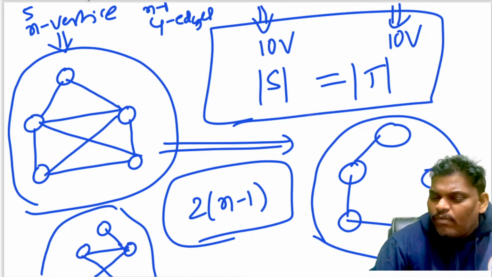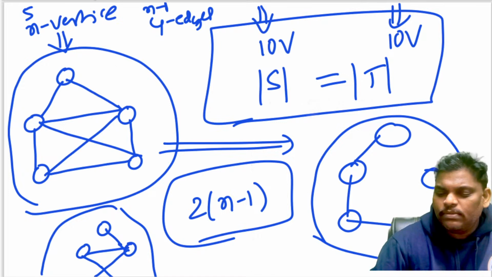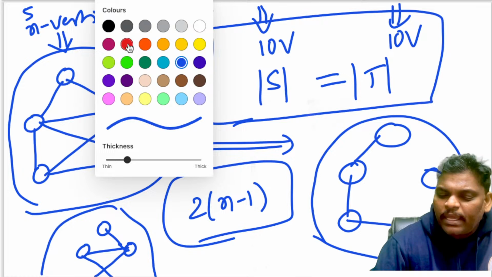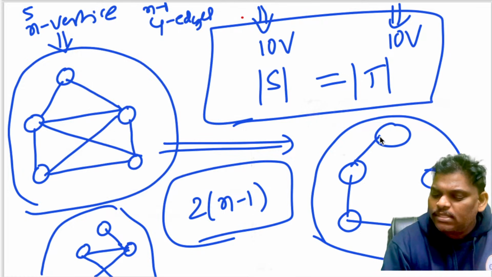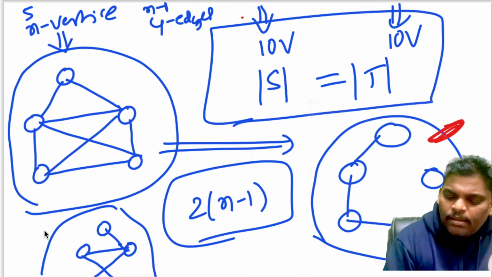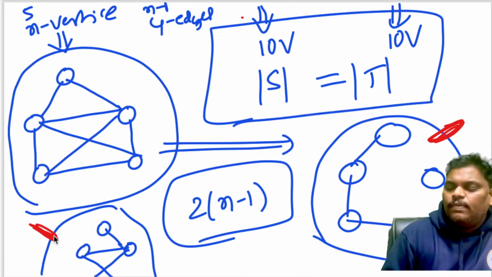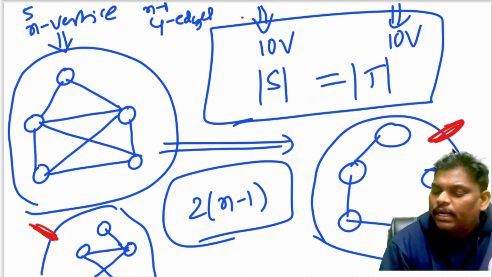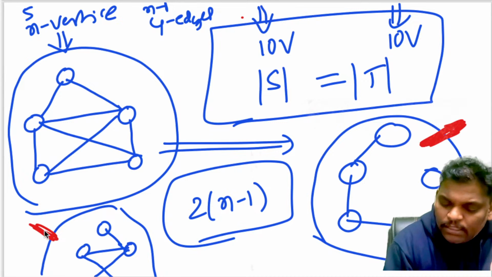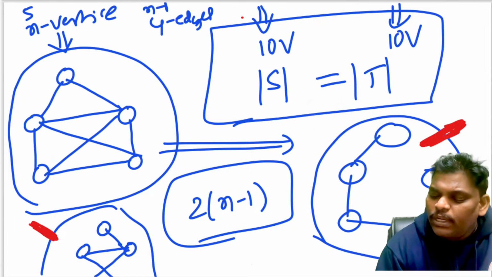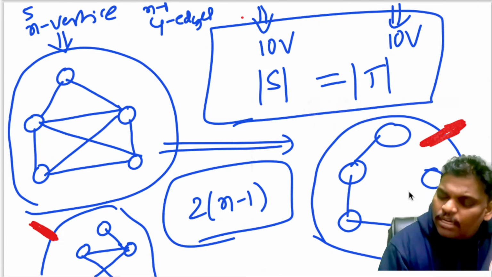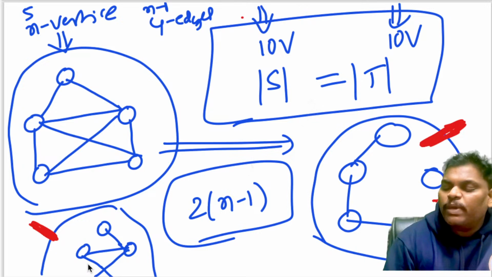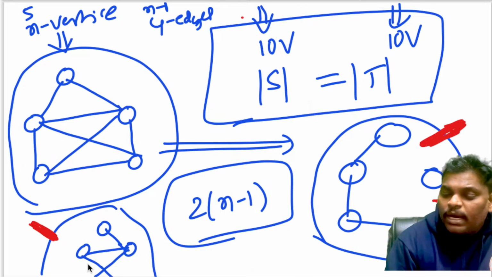If 2 spanning trees are possible, that means to cover all the people you have 2 paths. One path is one spanning tree, one more path is another spanning tree. That means to make any graph disconnected, minimum 2 edges you have to remove. If you delete this edge, still the graph is connected because there is one more spanning tree available. So minimum cut is 2.